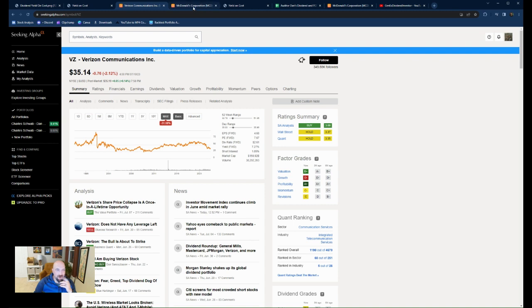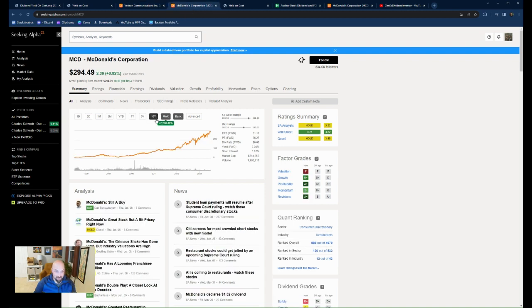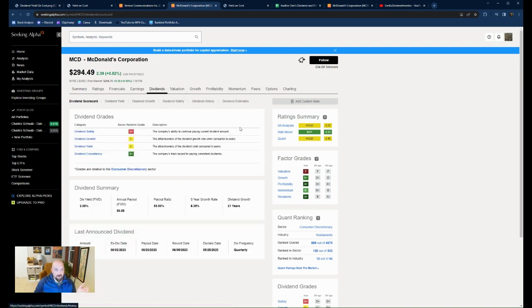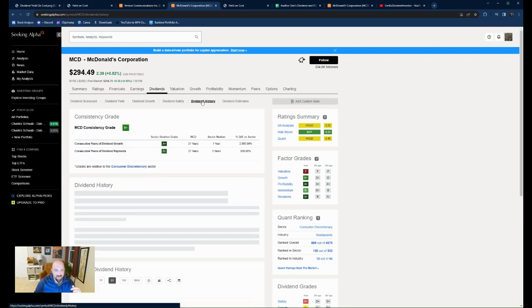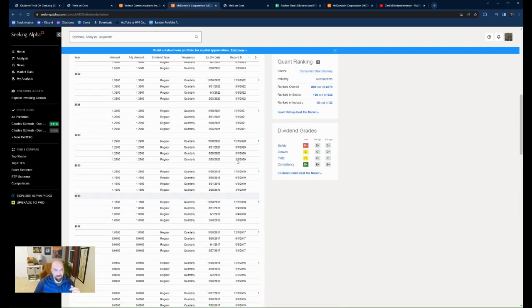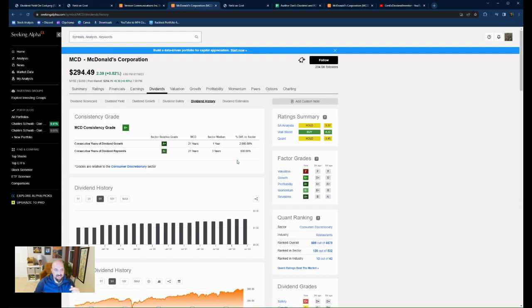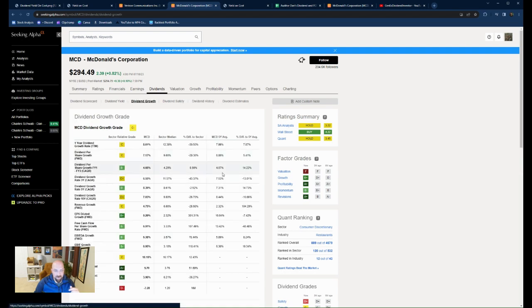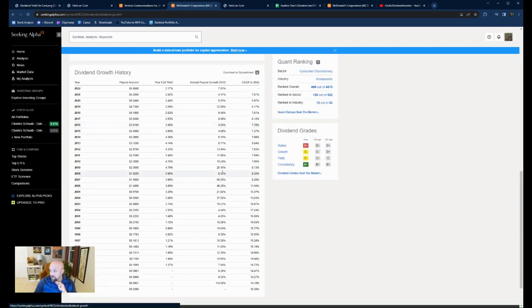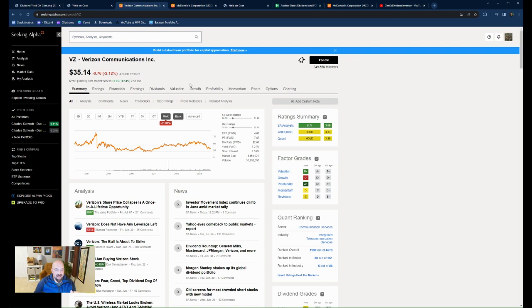And then we're going to compare this to McDonald's. Same thing. We're going to go to 2004, sometime in July. Now, on Seeking Alpha, you can go to the dividend history and you will see different statistics. You can click this growth tab and it'll show you specifically the yield at the end of each year, and then annual payout growth over time.